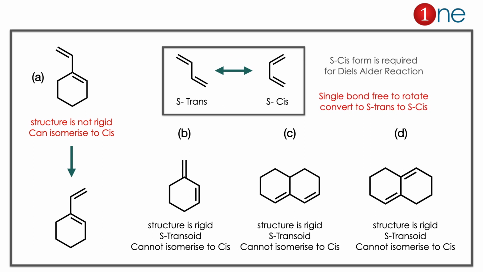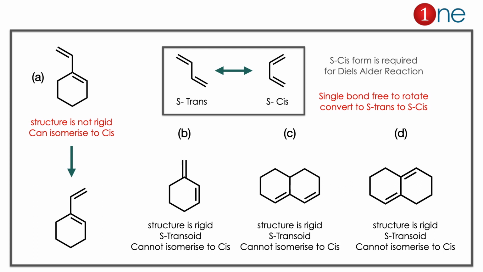Here the four different dienes are given, but for Diels-Alder reaction you require the s-cis form. The s stands for single bond. Normally the double bonds are connected through a single bond, so it will isomerize to the s-cis form. It is a very required one for Diels-Alder reaction.